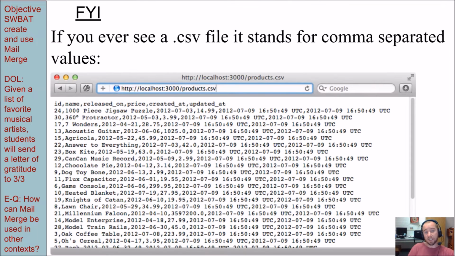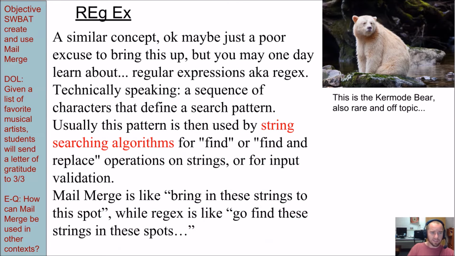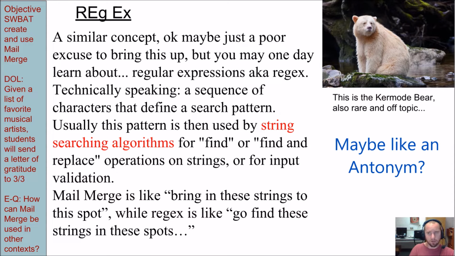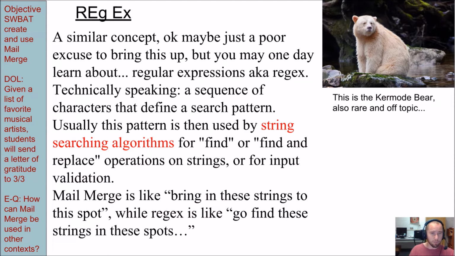So if you've ever seen the .csv, that stands for comma separated values. Of course, when you look at it like this, it is pretty ugly. This is kind of how computers just look at things. It's not pleasing to our human eyes. And speaking of things that are not pleasing to the human eye, Regex is a similar concept, I thought. So I'm bringing it up now so you just have something to compare mail merge to.